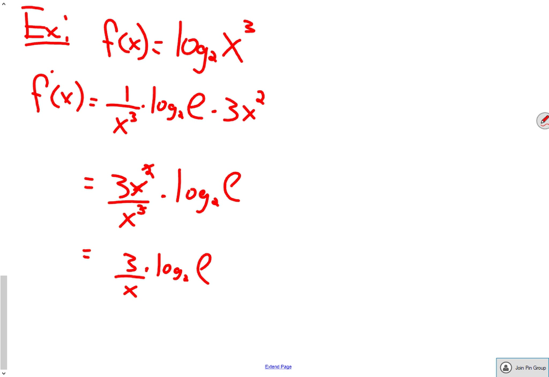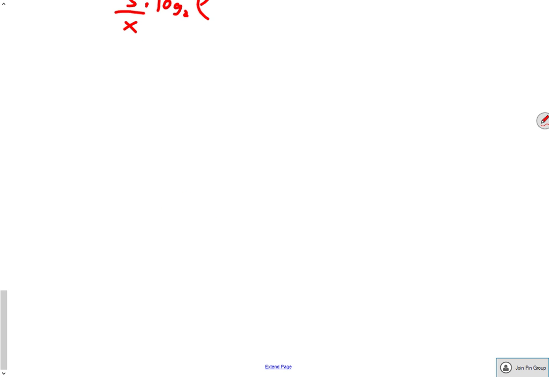How are you feeling? Not bad? Let's try another one. 12 log, what's the base on this one? Base 7 of x squared plus something over x.